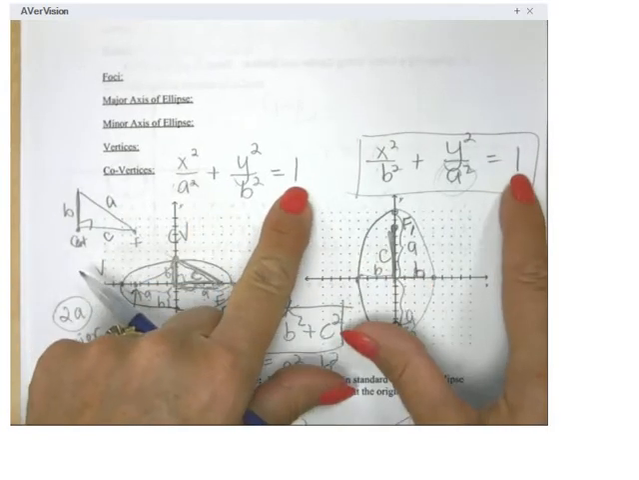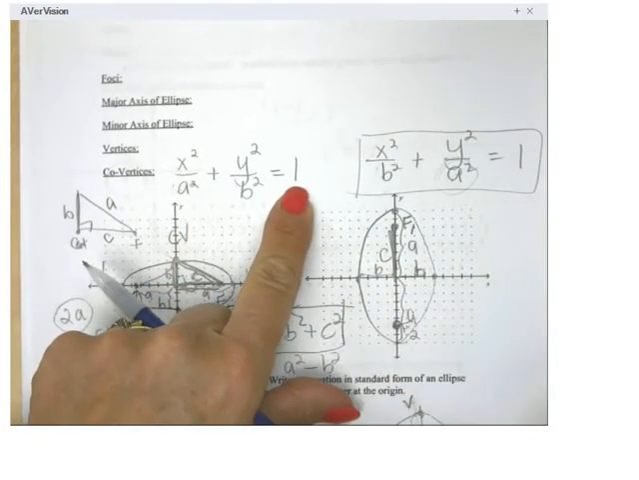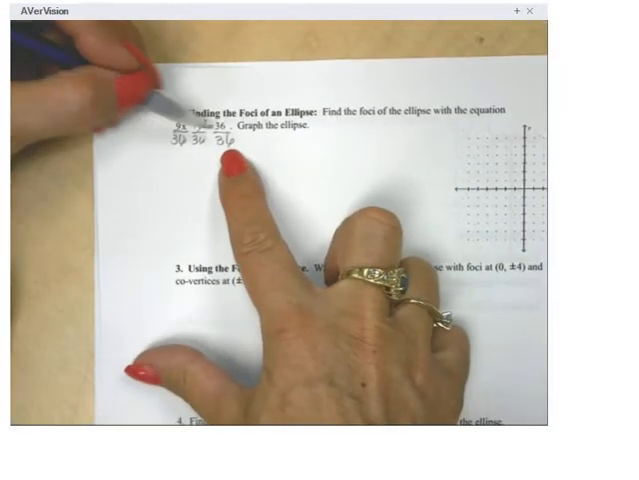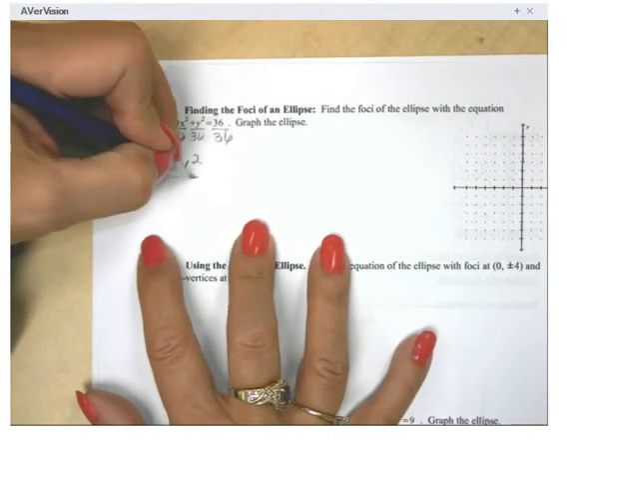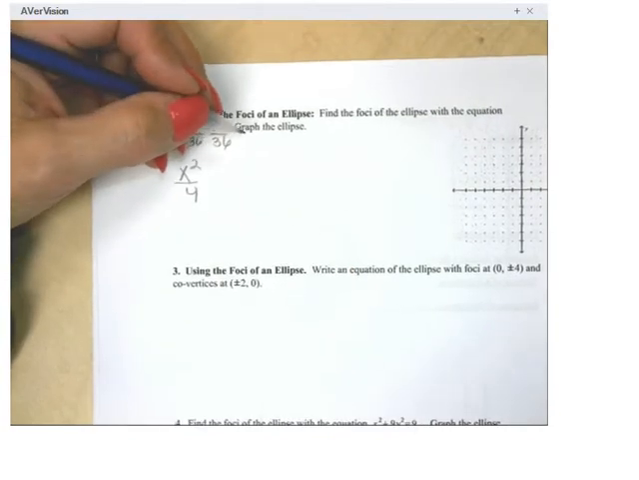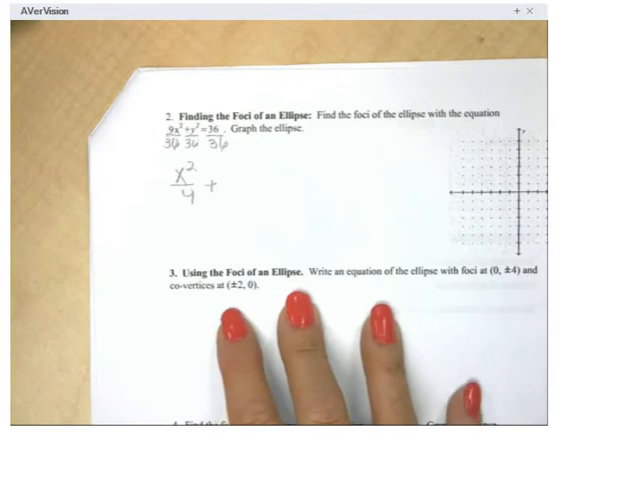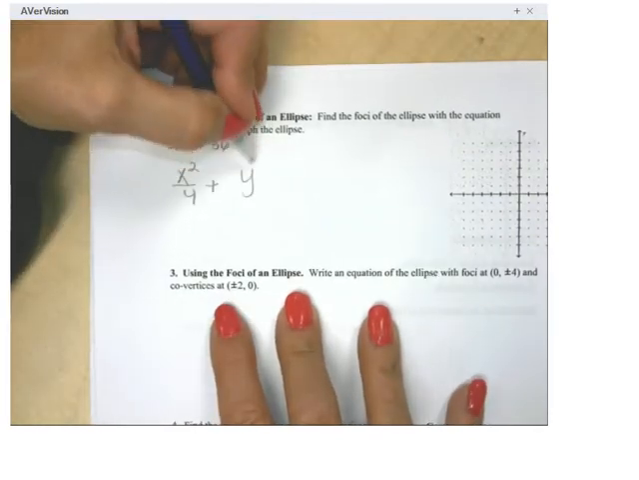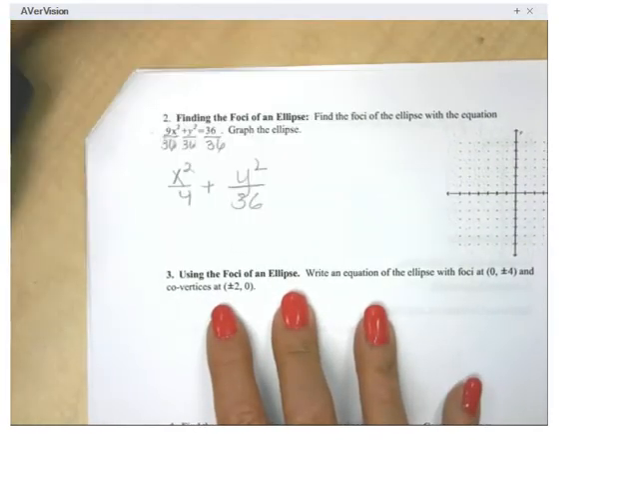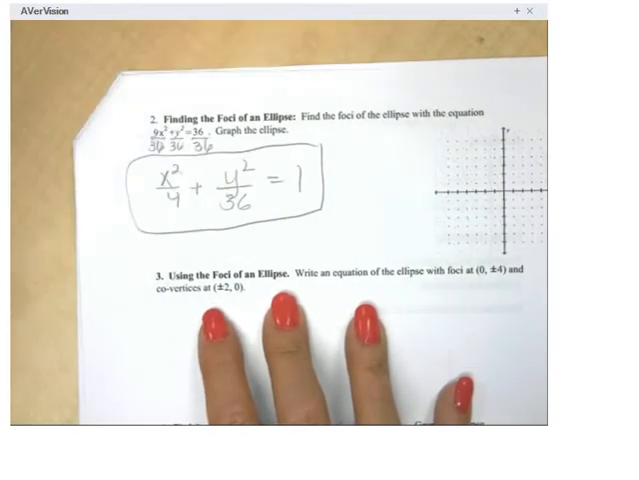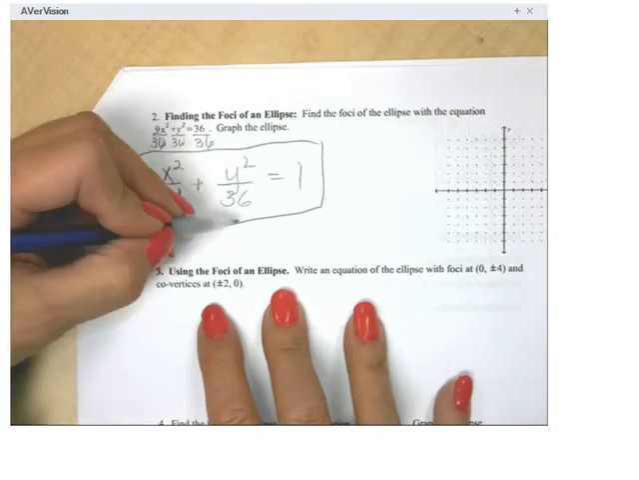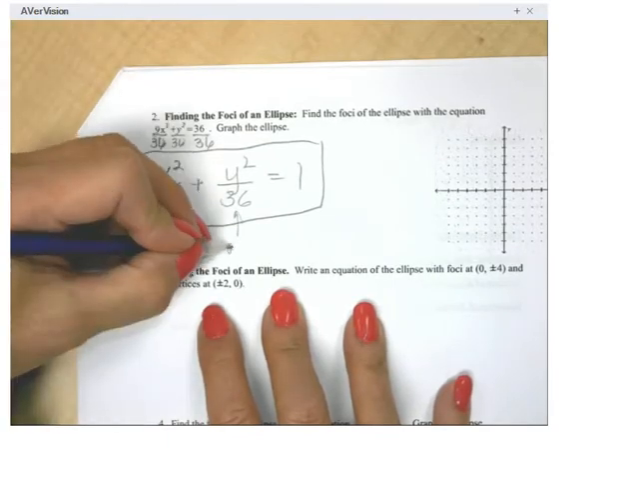All right, so anytime we put it in standard form, we want to have a 1. If I quickly flip back over, we need a 1 to be at this end. So always need that to be a 1. So I divide by 36, and then I reduce it down. So I get x squared over 4, plus y squared over 36, equals 1. Now there's my good old standard form.